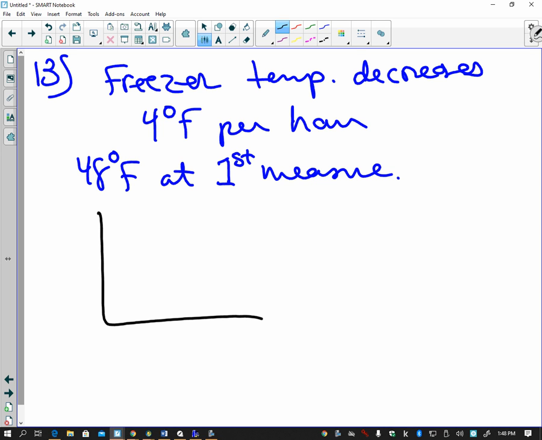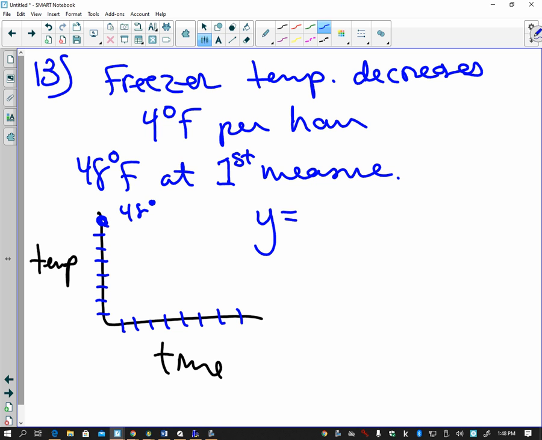Okay, so we would have time down here, we'd have temp up here. What number up here represents the y-axis or the y-intercept? 48 degrees. So it's going to start up about here, about 48 degrees Fahrenheit, and it's going to go down over time, right? So it's going to go down at 4 degrees every hour. So we're going to have something that looks like this. y equals negative 4x plus 48, right?